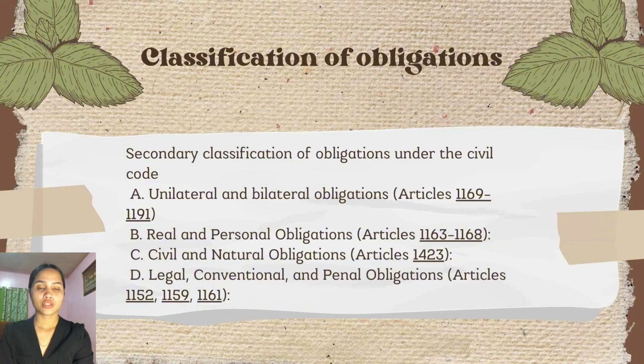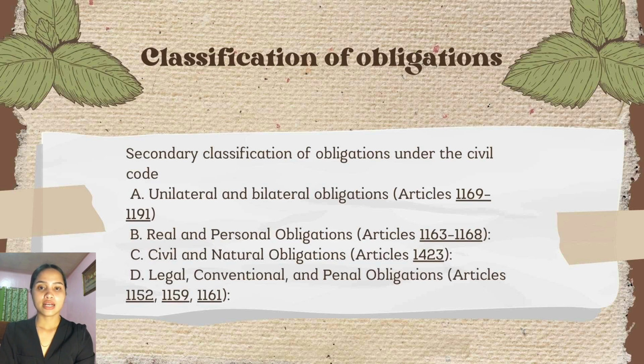We have the real and personal obligations, Articles 1163 to 1168. Real obligations are those that involve the delivery of a specific object, while personal obligations require the debtor to perform a certain act. Civil and natural obligations, Article 1423. Civil obligations are enforceable by law, while natural obligations are moral or ethical in nature and lack legal enforcement. Article 1423 distinguishes between civil and natural obligations.